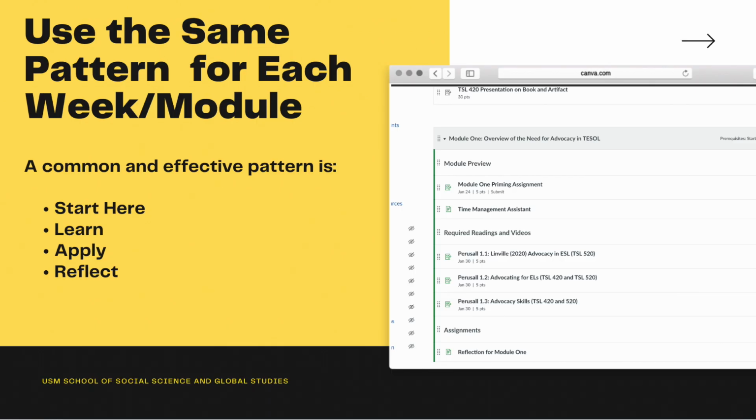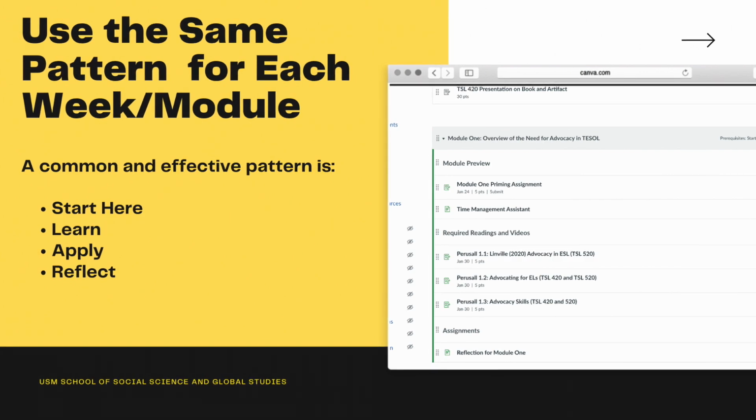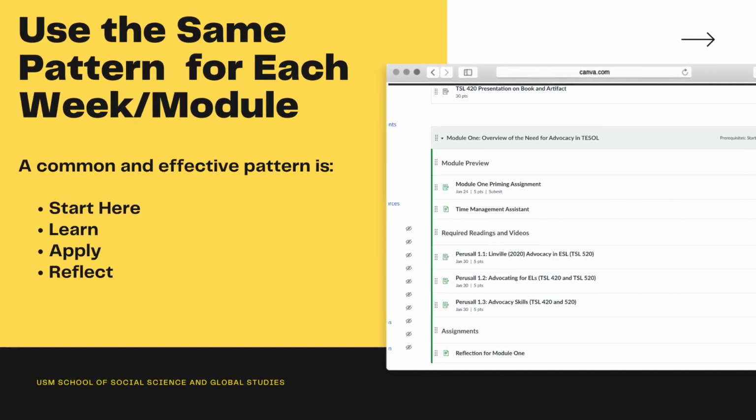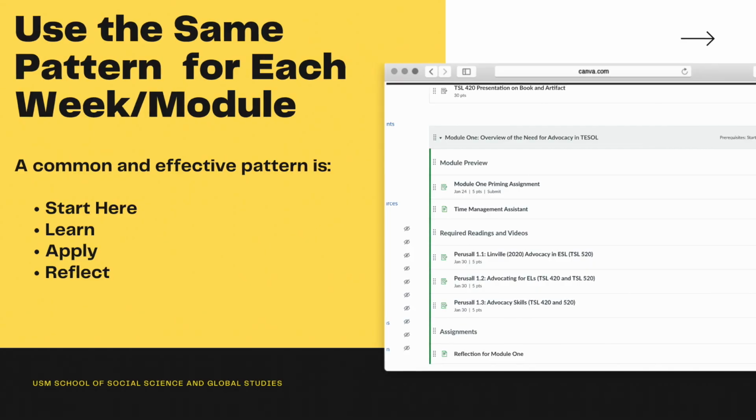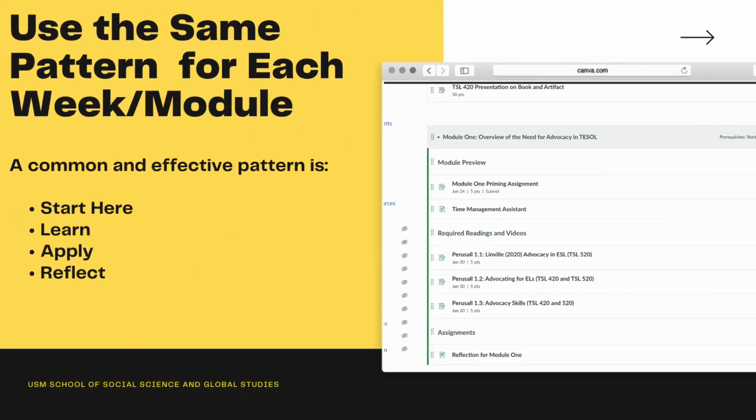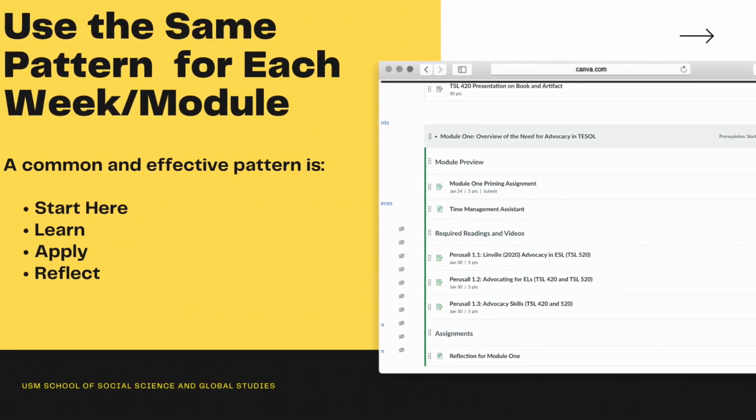And then finally, reflect. This might include a discussion post, peer feedback, or a quick self-assessment. It gives students space to consolidate learning, connect it to prior knowledge, and build a sense of community.